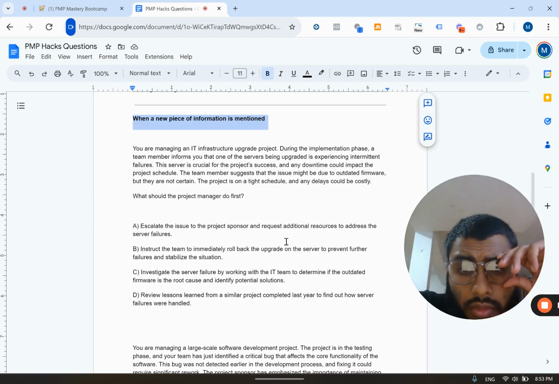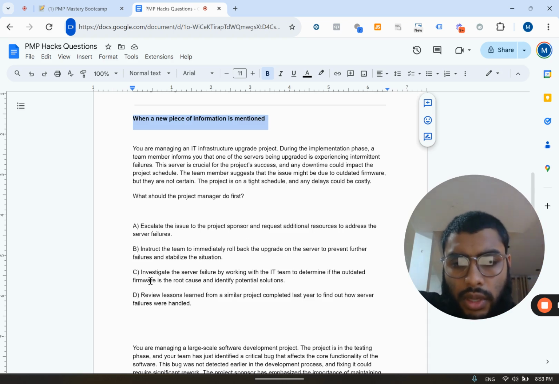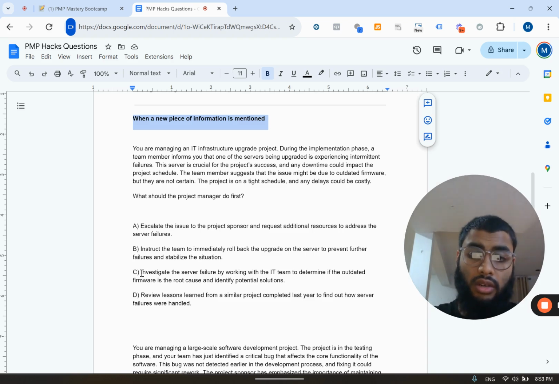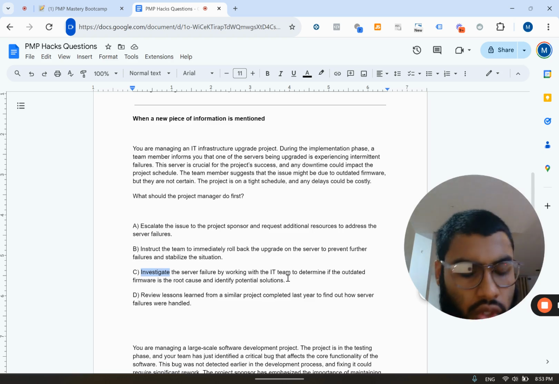Okay. All right. So that's not the best solution right away. Because the team member suggests that the issue might be the outdated firmware, but they're not certain, right? It's not the best situation. But let's move on. Investigate the server failure by working with the IT team. So I already like the word investigate. To determine if the outdated firmware is the root cause and identify potential solutions. Very good. I love this solution a lot. And I'll explain why in a bit.